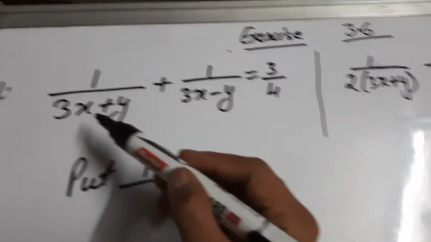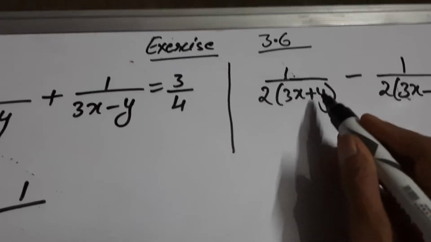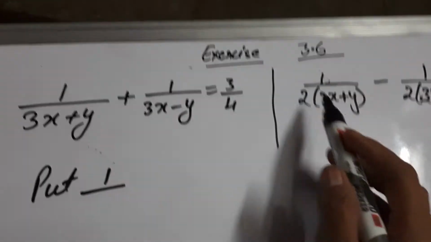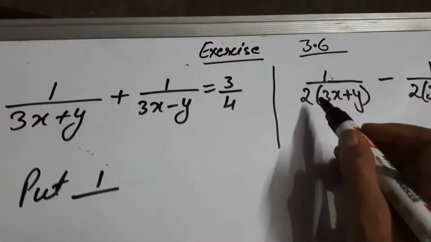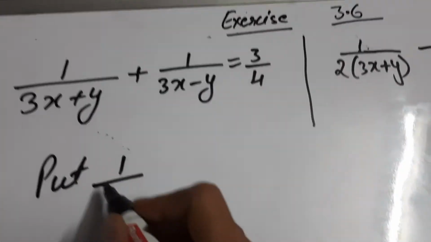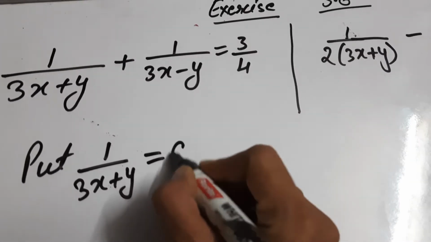So now let us compare the first term. Here 3x plus y is there. Here 2 into 3x plus y. But what is same? What is similar in 2? 3x plus y is similar. 2 is not there. So we'll take only 3x plus y. This is equal to a.